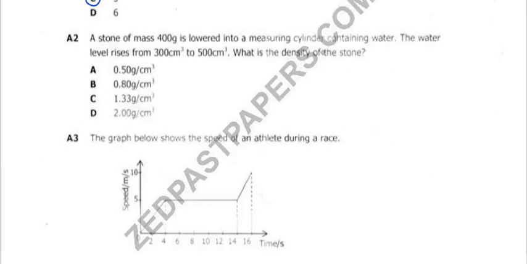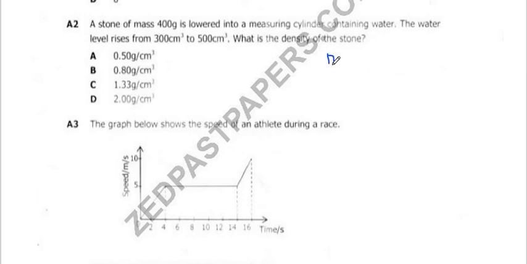We can move on to A2. A2 says, a stone of mass 400 grams is lowered into a measuring cylinder containing water. The water level rises from 300 centimeters cubed to 500 centimeters cubed. What is the density of the stone?